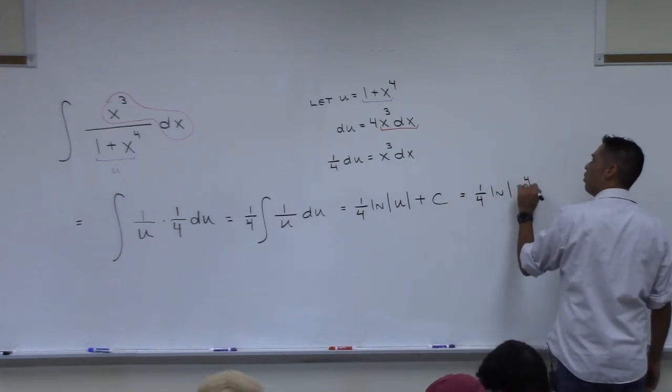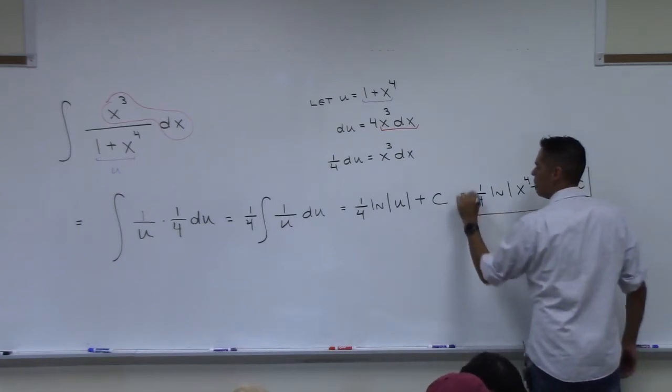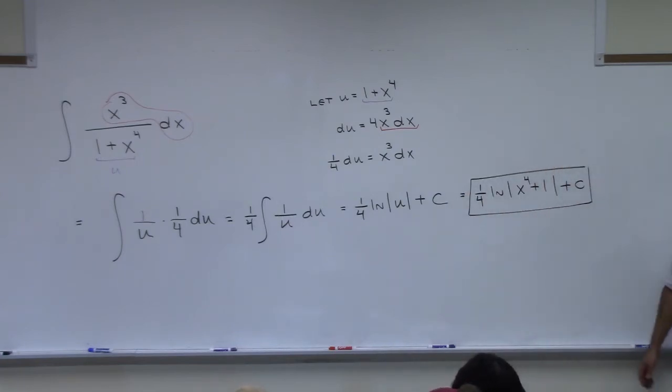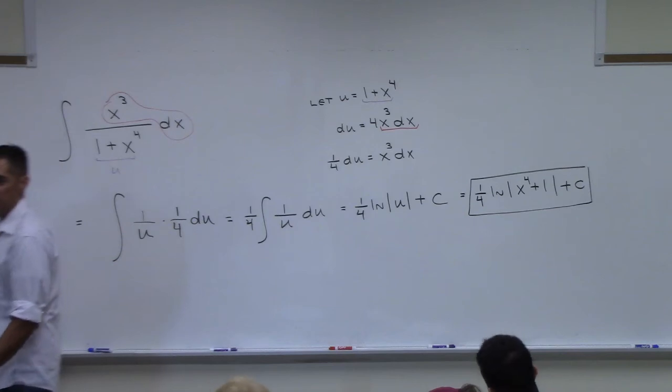X to the 4th plus 1, or you could do it the other way around. And how would we check the answer? Take the derivative, right? So that is good news in Cal 2. You can always check your answer.